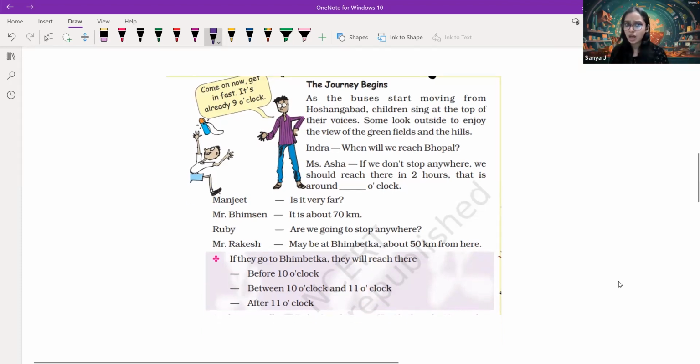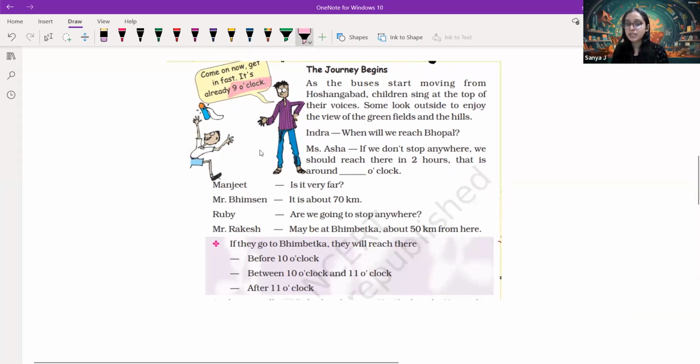Now Indra asks her sir, when are we going to reach Bhopal? And you know what? They start their journey at 9 o'clock. That's important to note. Miss Asha replies that if we don't stop anywhere, we would reach in 2 hours.